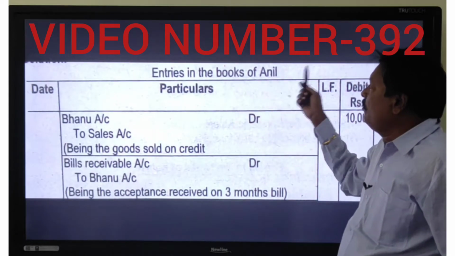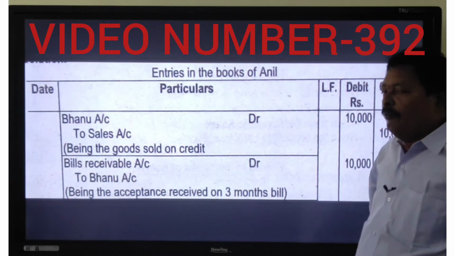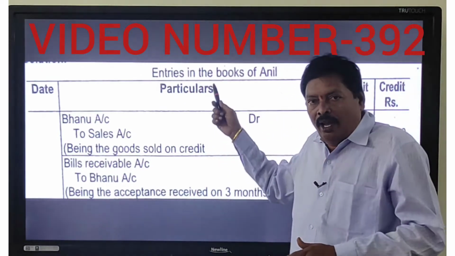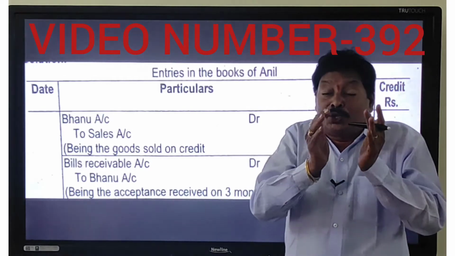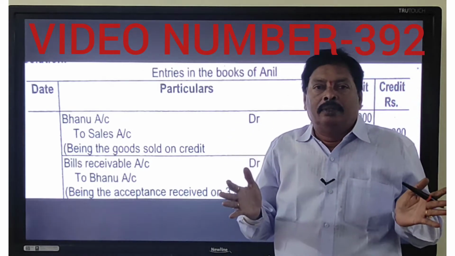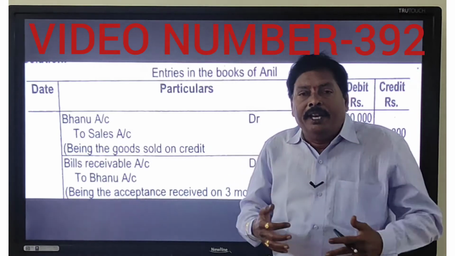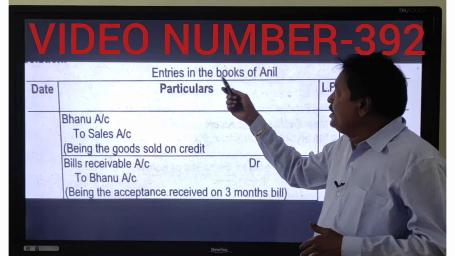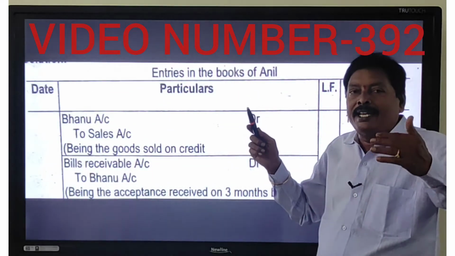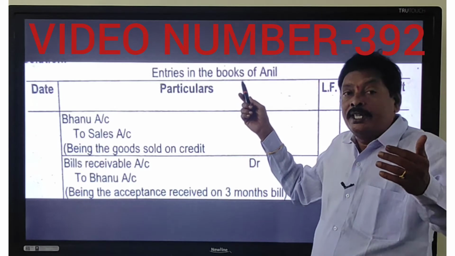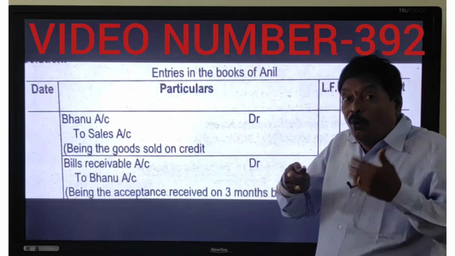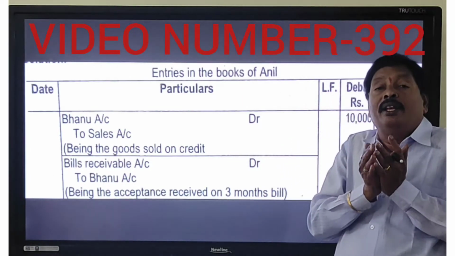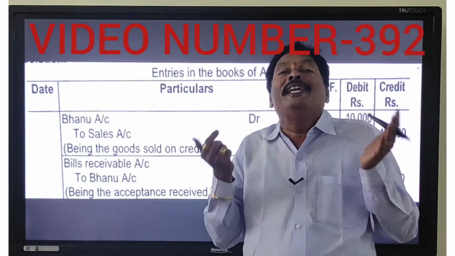First, entries in the books of Anil. Whenever you write the entries in the books of Anil, the student must feel as Anil. Now we are Anil, and we are writing these journal entries in our books. The student must act as Anil. It's just a feeling. Whenever you have that feeling, you will write the journal entries very easily.